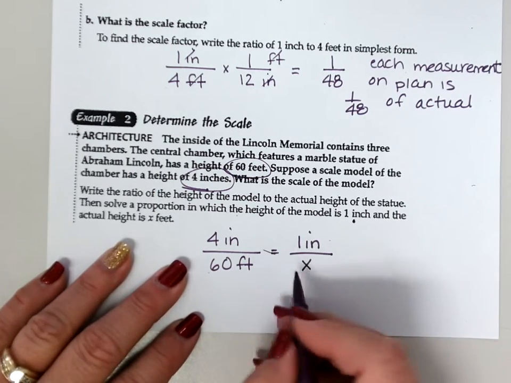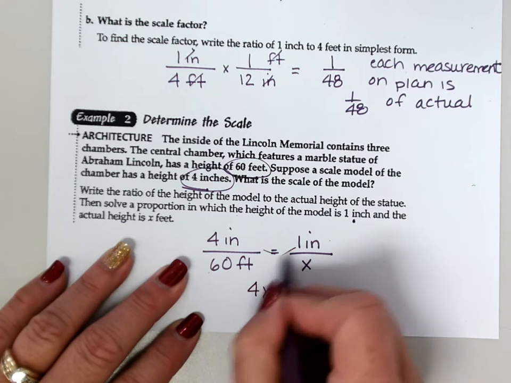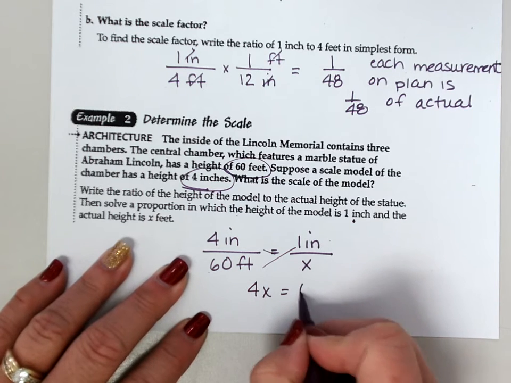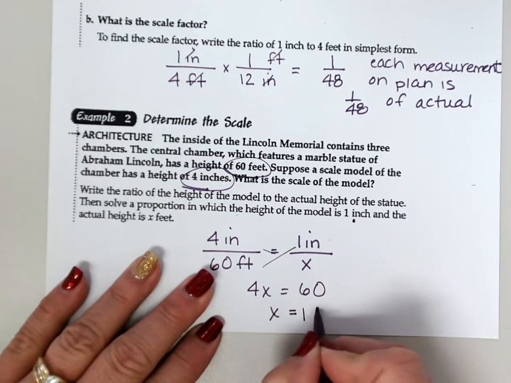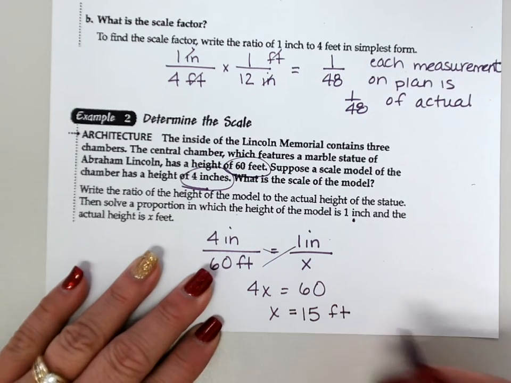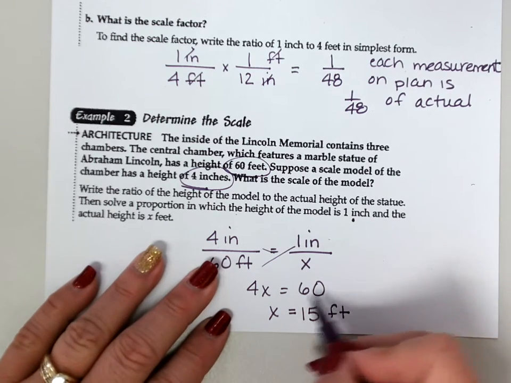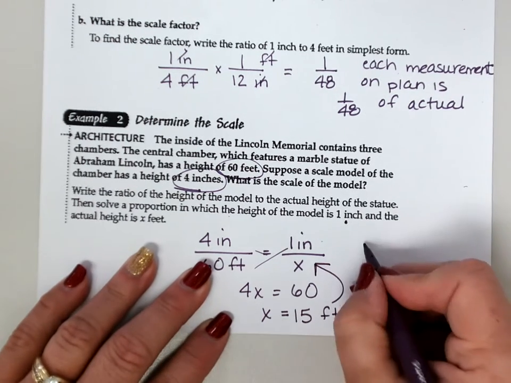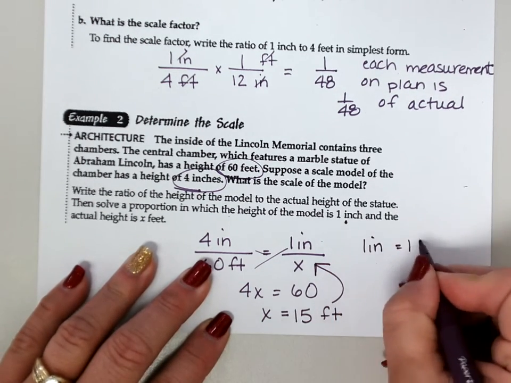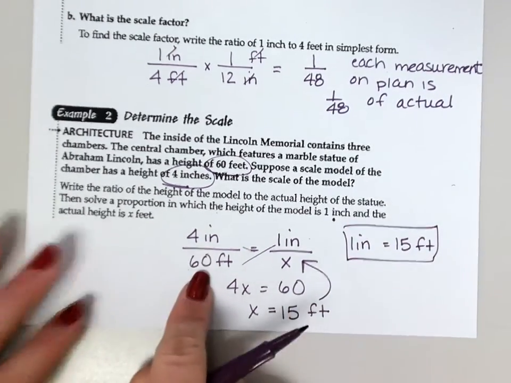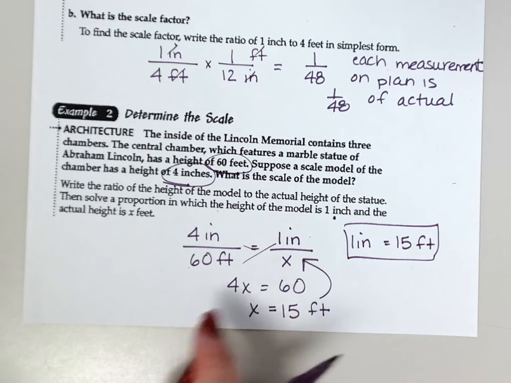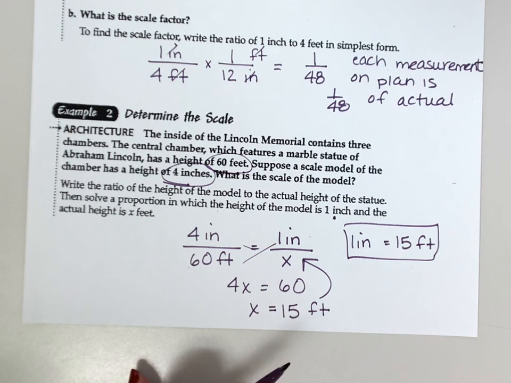So I'm going to go 4 times X is 4X, and 60 times 1 is 60. I'm going to divide both sides by 4, and I get 15 feet. So that means that 1 inch is equal to 15 feet. This is a much better scale than saying every 4 inches is 60 feet. Every 1 inch is 15 feet. So anytime we make a scale, we want to make sure it has a 1.